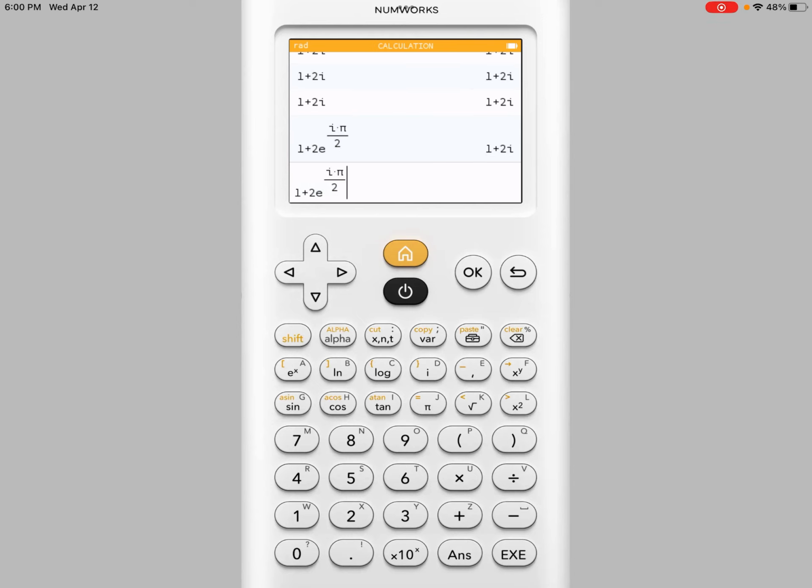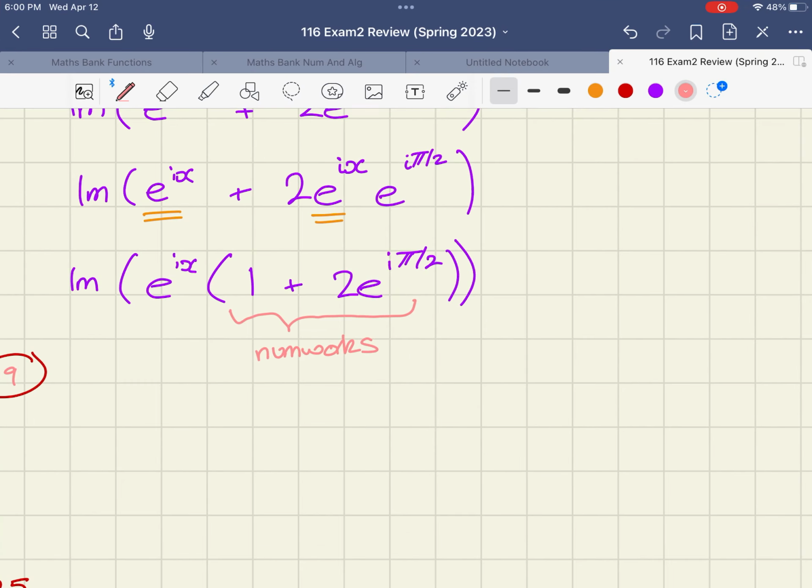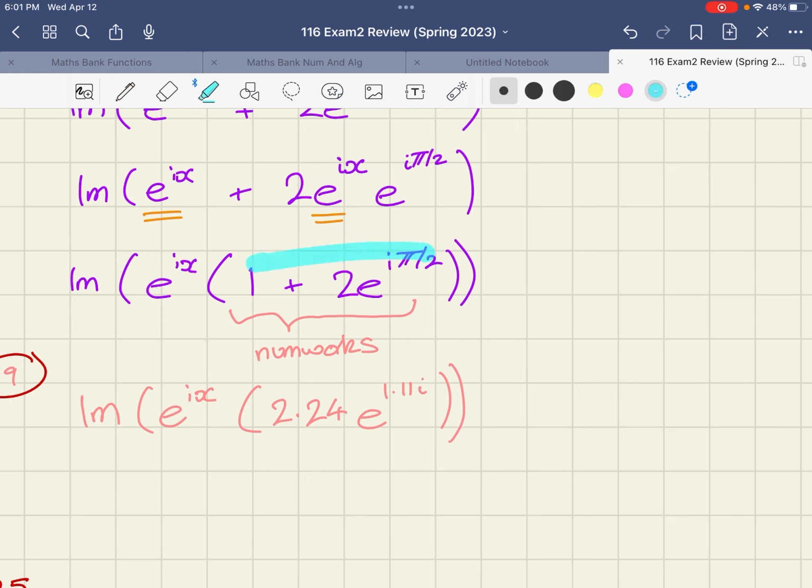So I'm literally just going to copy and paste this in. And this is the answer we want here. So I get 2.24 e to the 1.11, and there is an i on the end there as well, as you can see. 2.24 e to the 1.11i. So that's just changing that bit. So I've got the imaginary part of e to the ix, and what was it? It was 2.24 e to the 1.11i. I haven't done anything. All I've done is put this into NumWorks and changed it.